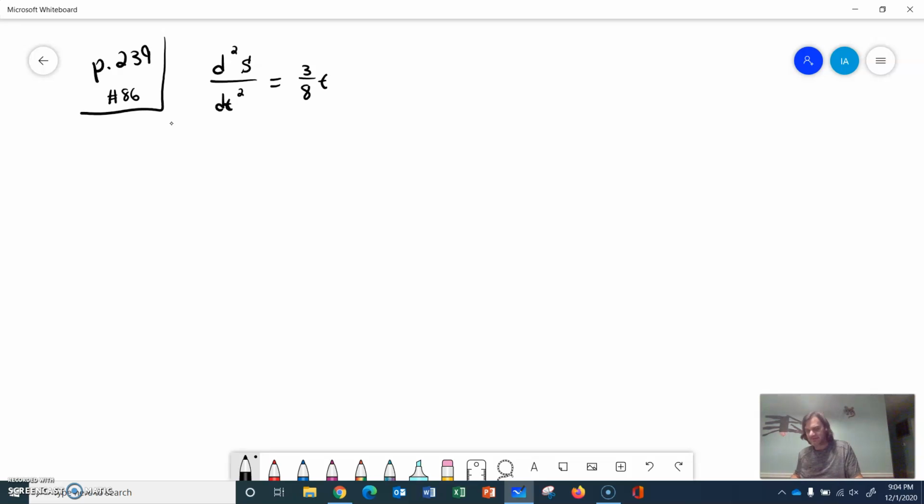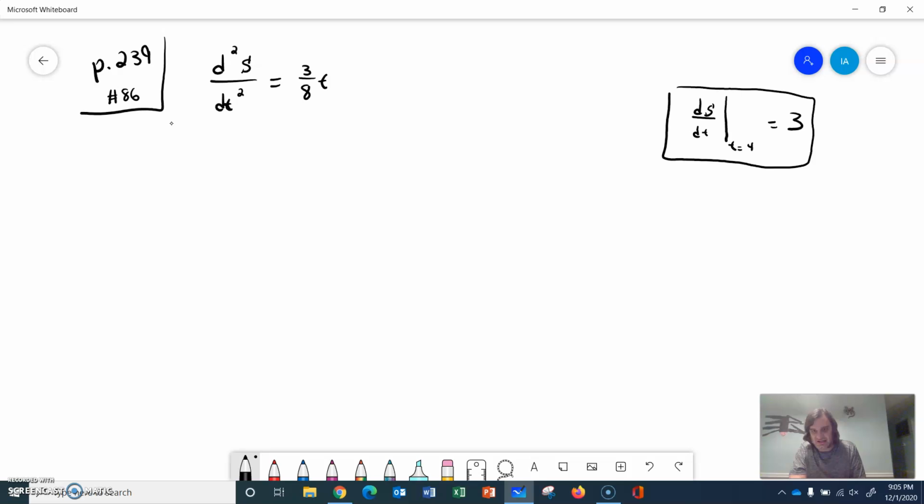And then they give me two pieces of information. They give me ds/dt when t equals 4 to be 3. That's a fancy way of saying that s prime of 4 equals 3. So the first derivative at 4 is 3. And then they also give me, in a little bit better notation, that the actual function value s of 4 equals 4. So let's come back over here and work our magic.